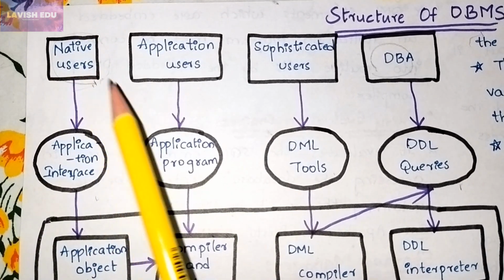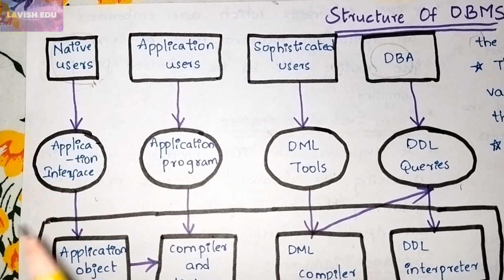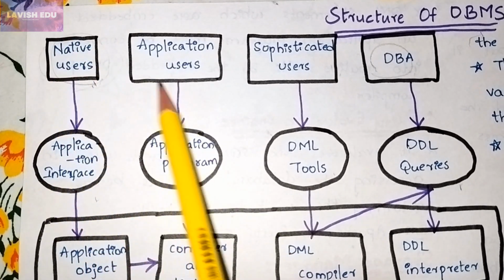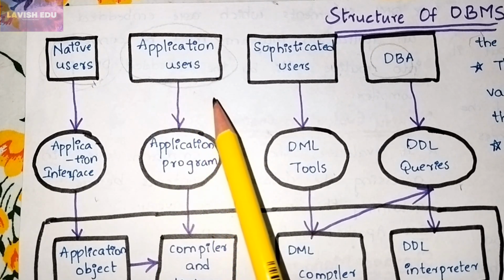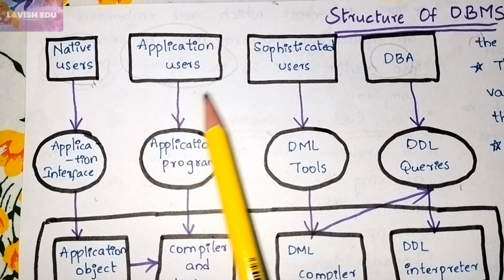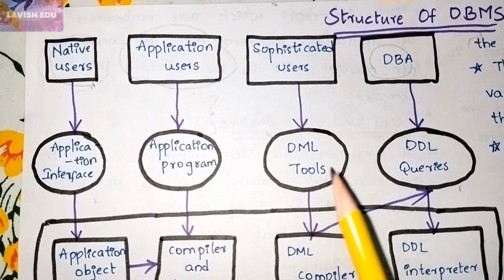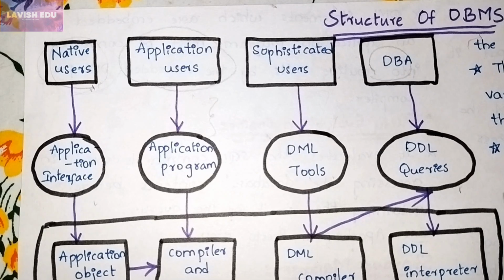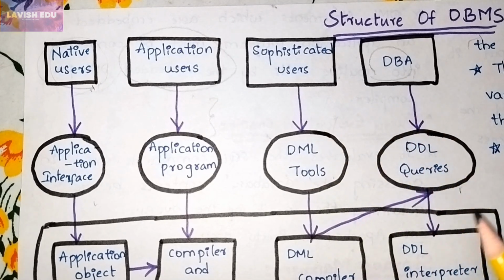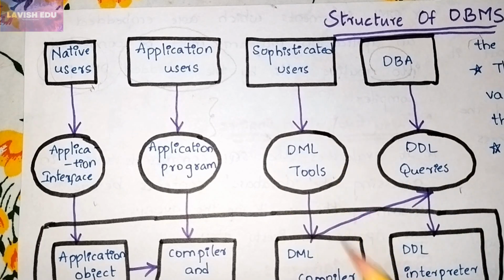Who are these naive users? Naive users are the common end users, such as us. We use the database, so we can term it as naive users. Application users are the users who use the application programming interface, like the data structure concepts in the databases. Sophisticated users are the web-based users who use the data present in the DBMS, and the database administrator is the one who makes changes in the DDL queries or any physical level of the data.